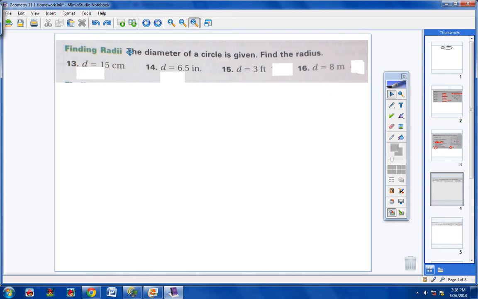So if the diameter of a circle is 15, then the radius would be 7.5. If the diameter of a circle is 6.5, cut 6.5 in half and you'll get 3.25. If the diameter of a circle is 3, cut that in half and you'll get 1.5. If the diameter of a circle is 8, cut that in half and you will get 4. Pretty simple, students. Pretty simple, okay?